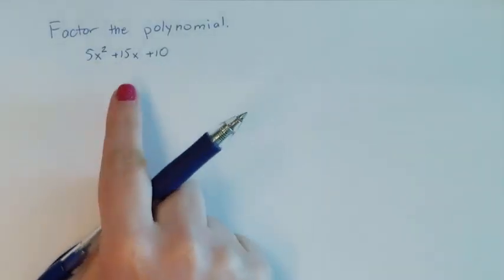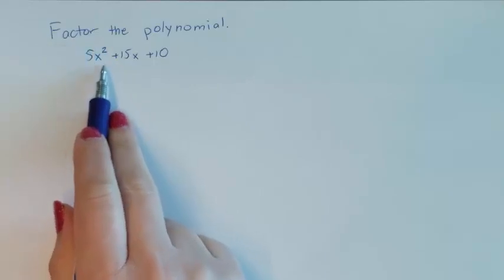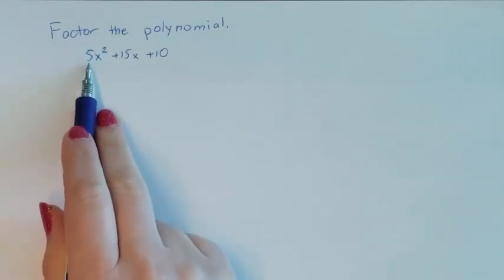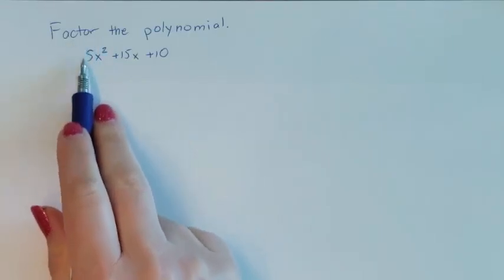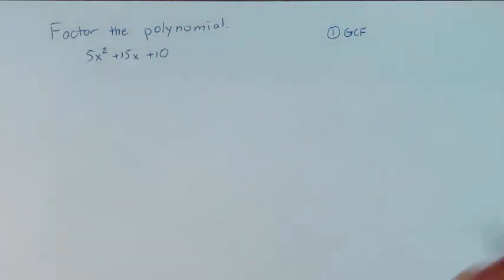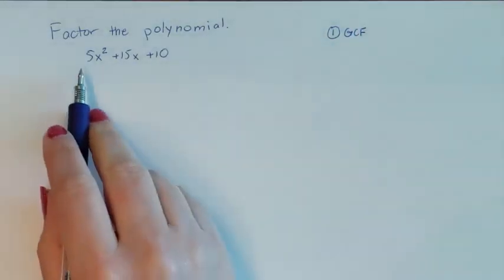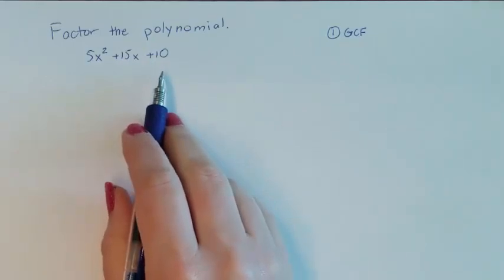So we're being asked to factor the polynomial. I see that I have three terms, and this is the first time that I am having a leading coefficient that is not 1. If you ever have a leading coefficient not 1, the very first thing you need to do is check to see if there's by any chance a GCF in the problem, so we could factor out a GCF and make this problem maybe simpler to solve.